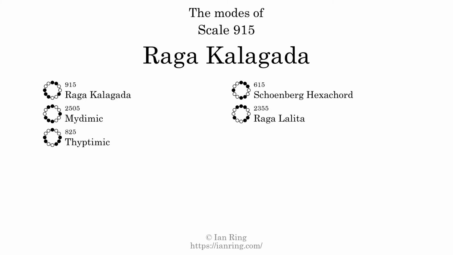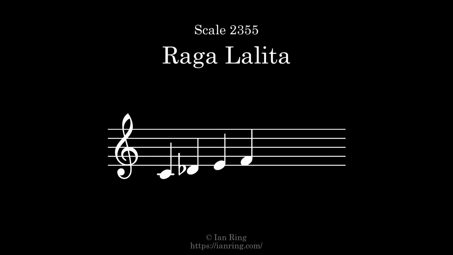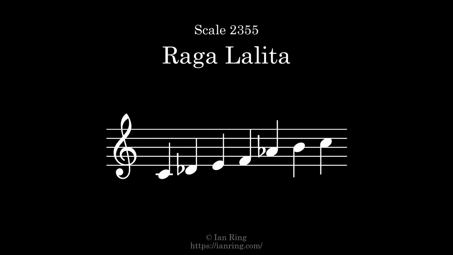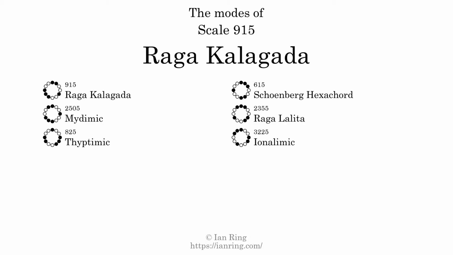The fifth mode is scale 2355, also known as Raga Kalagada. It sounds like this. The sixth and last mode is scale 3225, also known as analymic. It sounds like this.